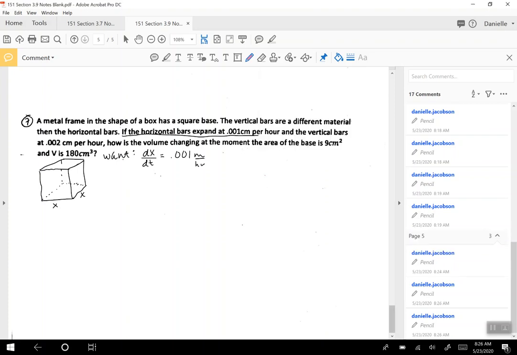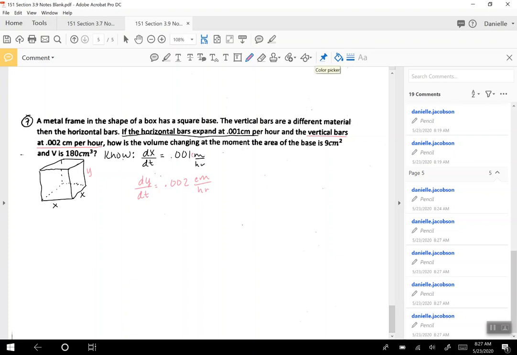Okay, next it says, and the vertical bars expand at 0.002 centimeters per hour. All right, so since these are different, I need to give these vertical bars a different name. I'll call them y. So I also know that rate. Therefore, we have dy/dt is equal to 0.002 centimeters per hour. There we go. Okay, let's read on.